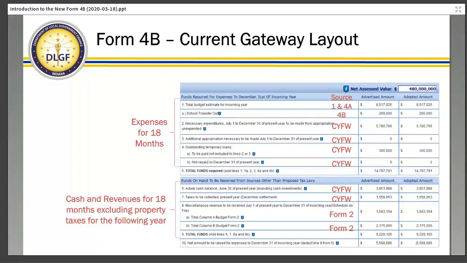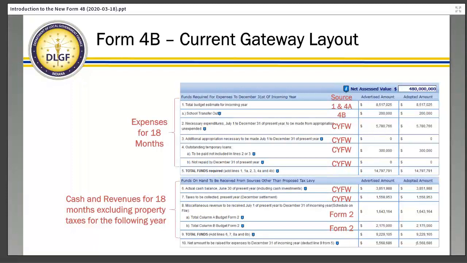On the current 4B, lines 1 through 5 all correspond with expenditures, and so the first line that we'll be looking at is your total budget estimate for the year. The detail information comes from the Form 1 through the 4A to arrive on this form, but we're looking at all your expenditures for the next calendar year. If you are a school, we've got a place where you can report your transfers.